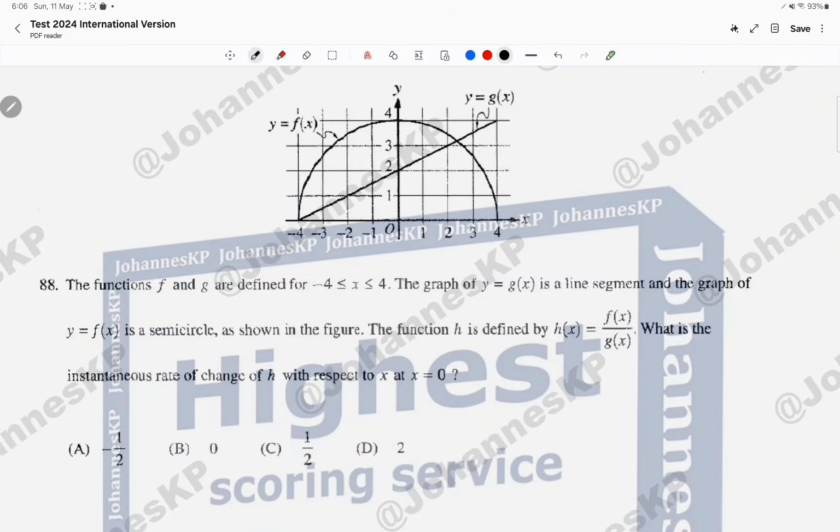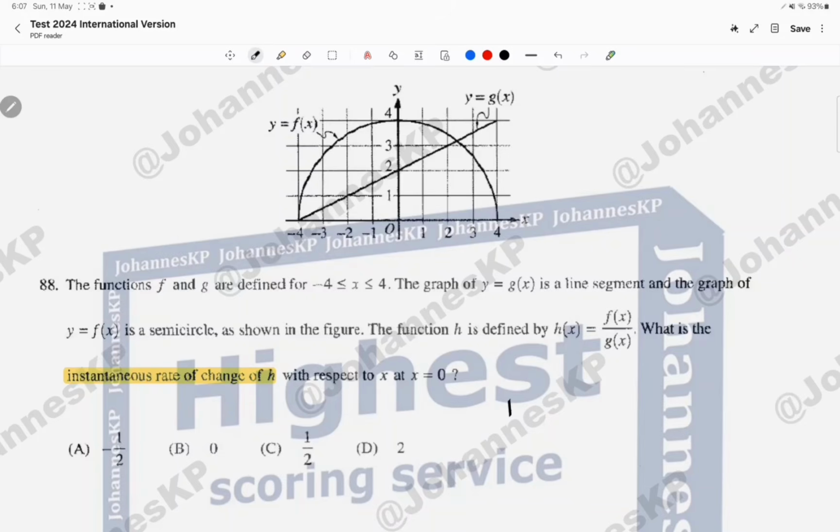Functions f and g are defined for, okay, the graph of y equals g of x is a line segment, and the graph of y equals f of x is a semicircle. Okay, so what's the instantaneous rate of change of h? That means h prime, correct?